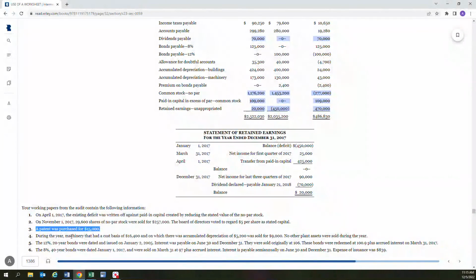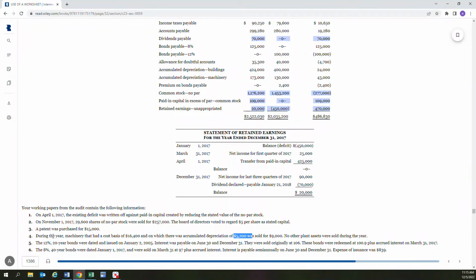All right, so next item. During the year, machinery that had a cost basis of 16,400. That was the historical cost. This is what it cost us. And on which there was accumulated depreciation of 5,200 was sold for 9,000. No other plant assets were sold during the year.